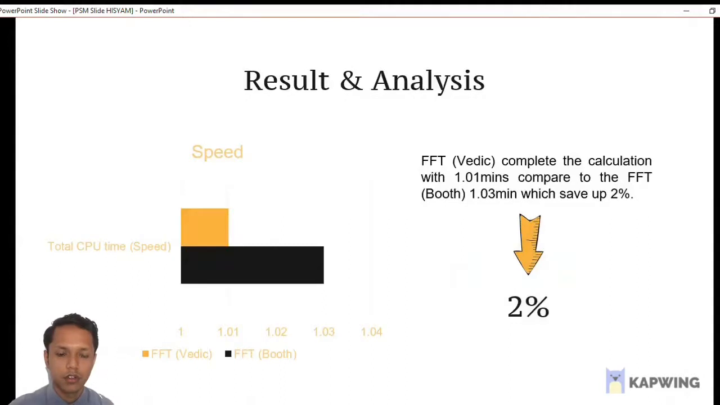And this one is for the speed. FFT Vedic completes the calculation in 1.01 minutes compared to the FFT booth, which is 1.03 minutes, which saves up to 2% compared to the FFT booth. Even though the FFT Vedic has a smaller area, which is 79 total logic elements, it can complete the calculation in 1.01 minutes, which is a bit better in terms of speed compared to the FFT booth.